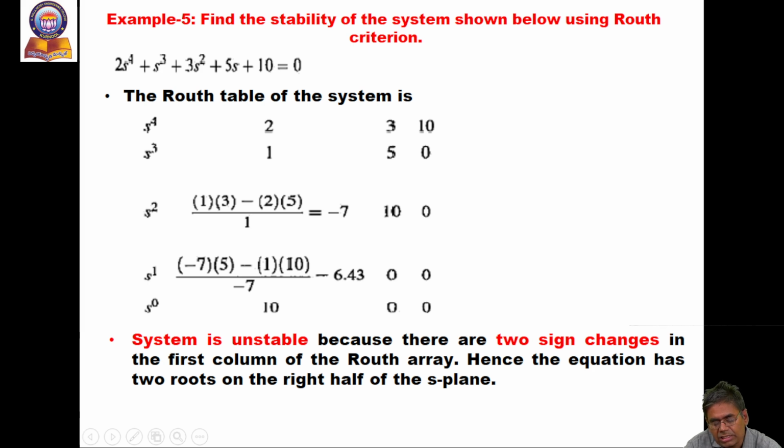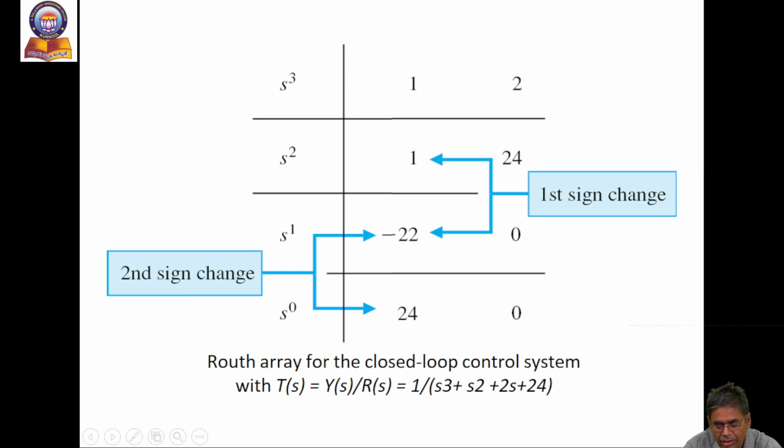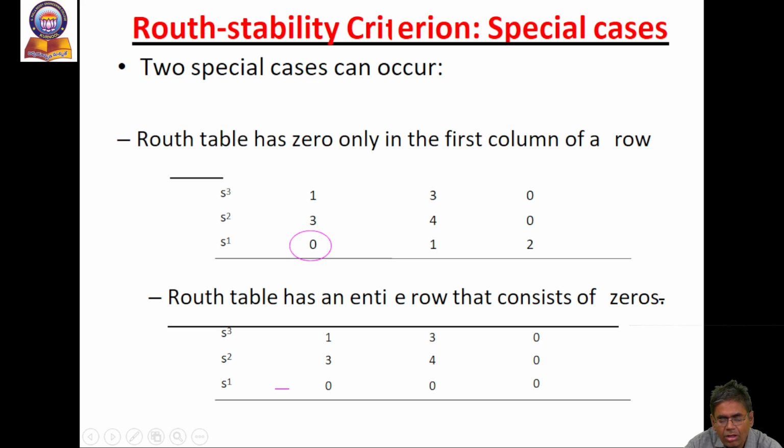The system is unstable because there are two sign changes in the first column of the Routh tabulation, and two roots of the equation are present in the right half of the s plane. This is one more example: minus 12, there are two sign changes in the first column of the Routh tabulation, so the system is said to be unstable. There are two special cases for calculating the Routh array.